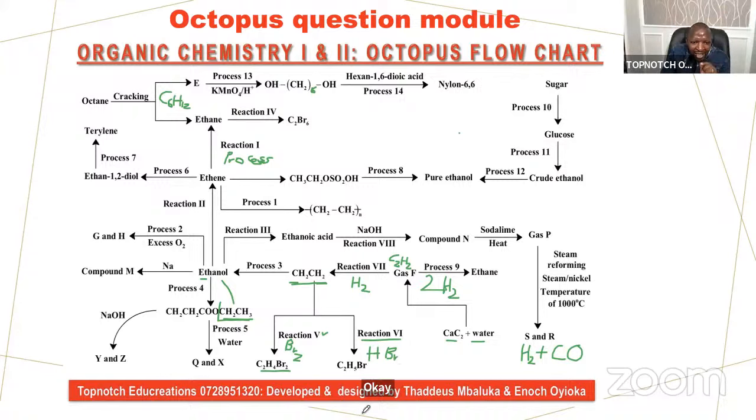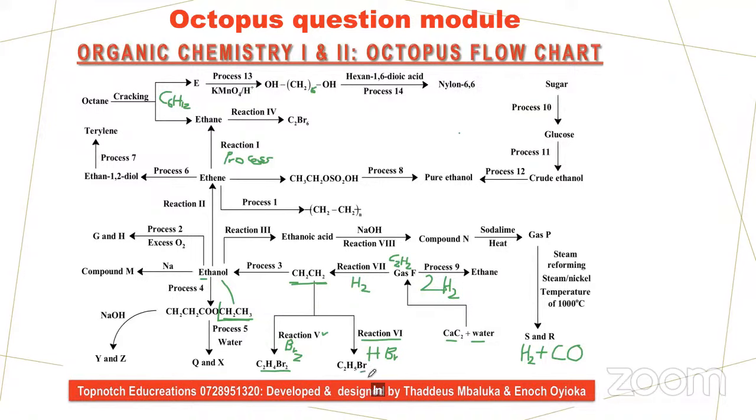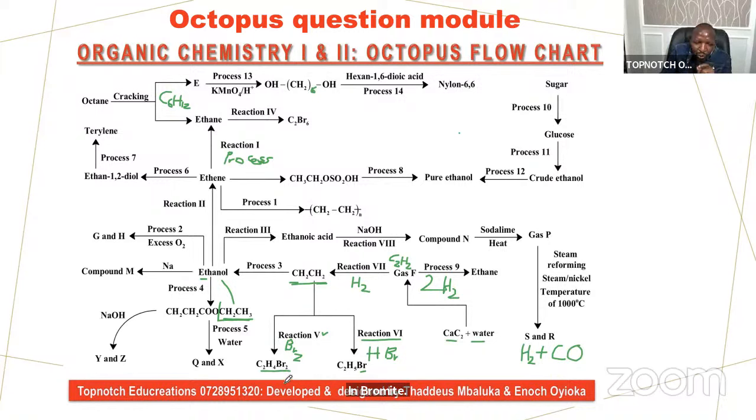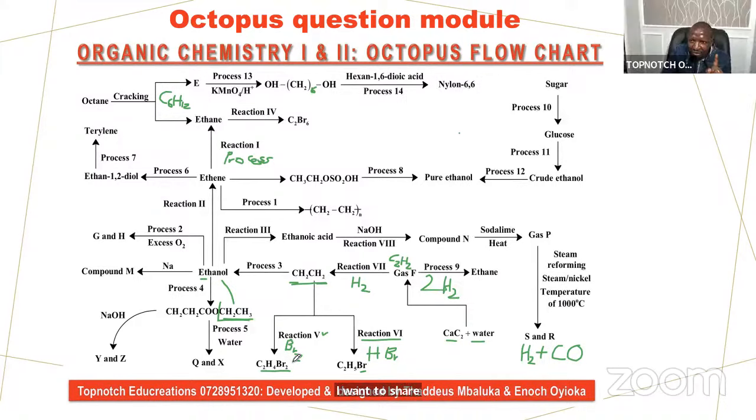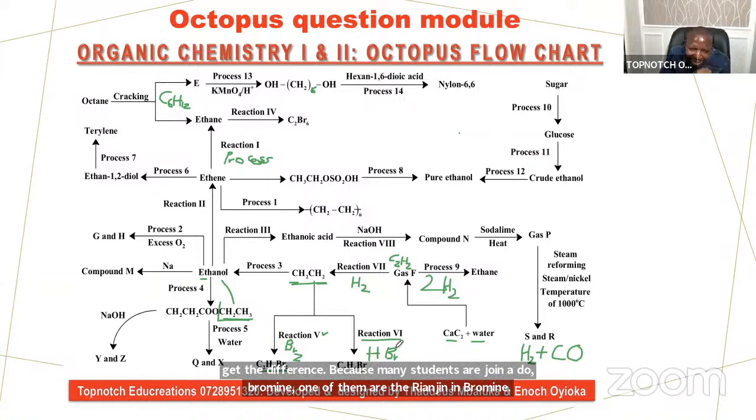I want to show you. If now you're adding hydrogen halide, you only have one halogen, but as for bromine, you have two halogen atoms. It is important for you to be able to understand that. So get the difference, because many students are going to say the reagent is bromine. And for these two reactions, they are simply called addition. Leave aside many terms like hydrogenation, iodination, bromination, just call it addition.